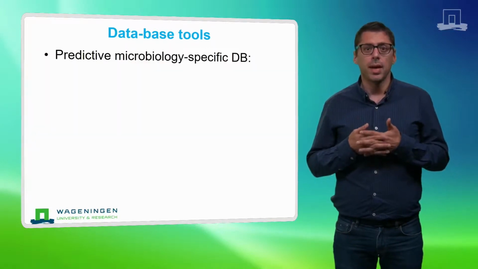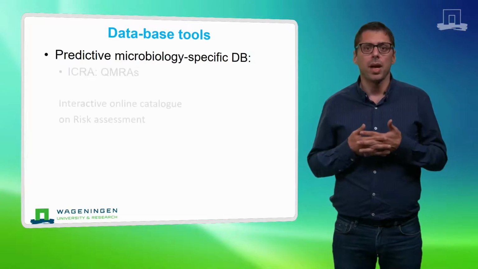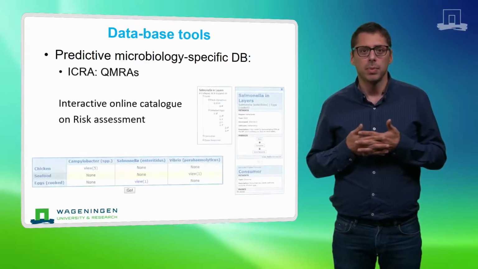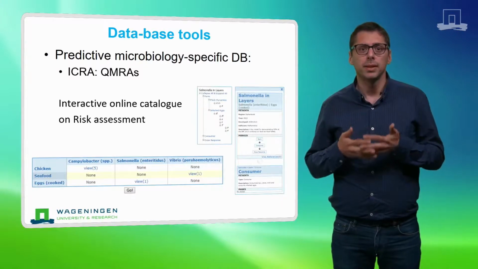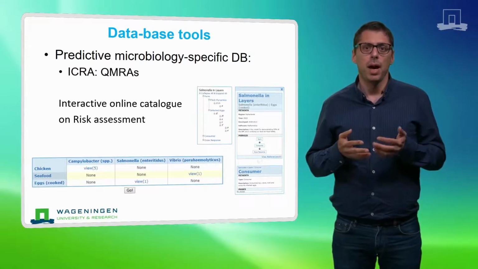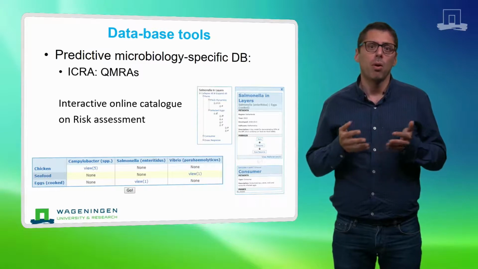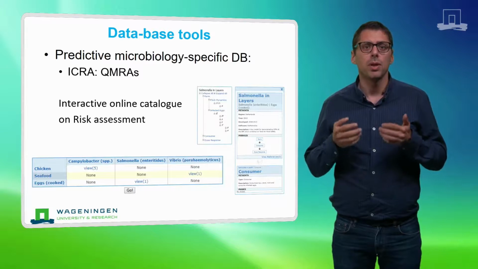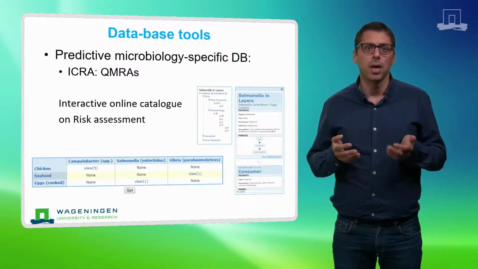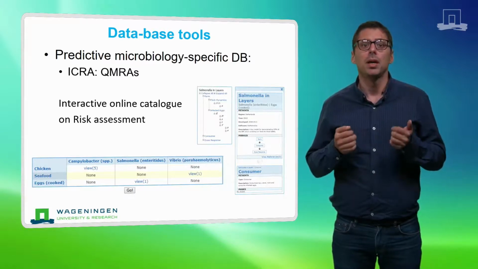Another database is ICRA, which is an interactive online catalog on risk assessment. This is a web tool offering a dynamic model catalog of existing microbial risk assessment models, allowing users to compare or even reuse existing risk assessment models. For that, ICRA includes model descriptions, mathematical functions, and model parameter definitions in a structured way.